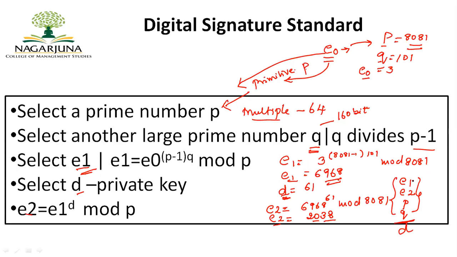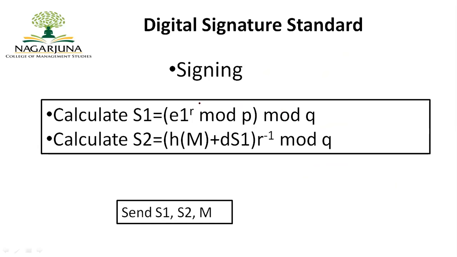Okay. So now this E1, E2, P and Q is being sent for creating a digital signature along with your D, and also for performing the verification operation. So now we have generated the keys. It's time to generate a signature. So we will see how we generate the signature. Now here are the calculations for that.